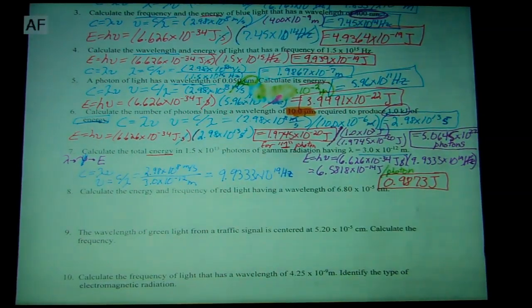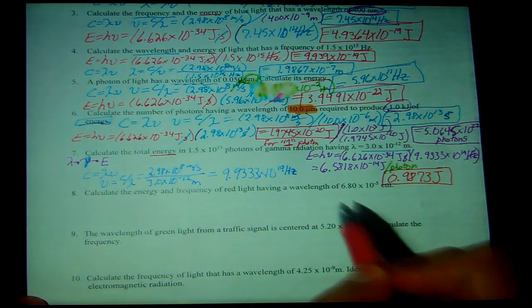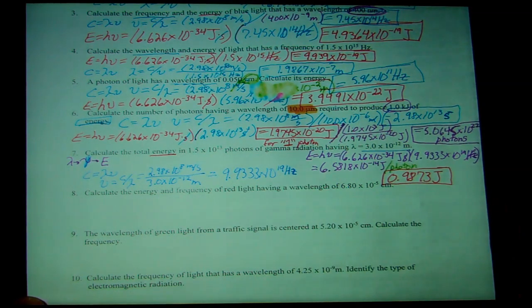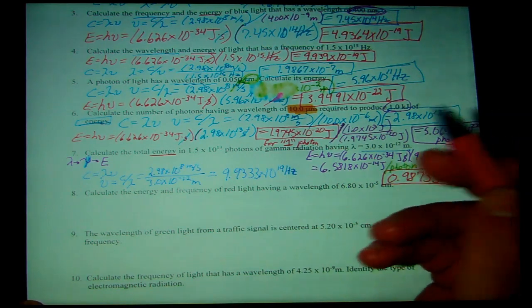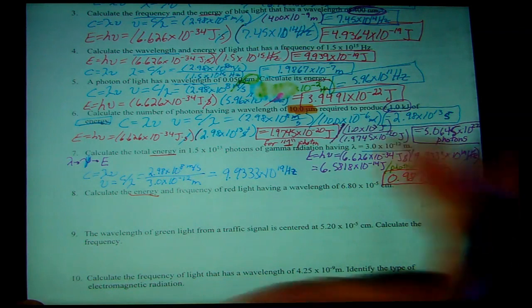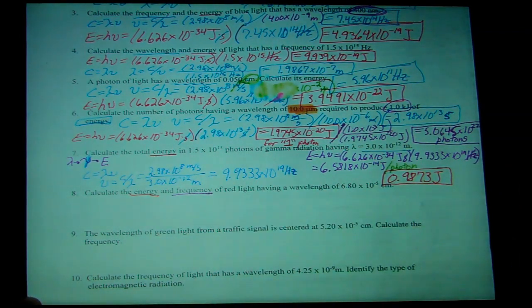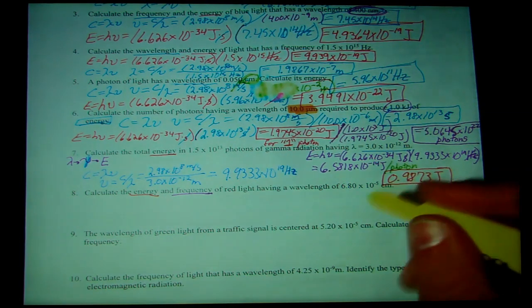Now let's move on to 8. Alright. Calculate the energy and frequency of red light having a wavelength of 6.80 times 10 to the negative 5 centimeters. So in this case, we're trying to find energy and we're trying to find frequency. This is set up to make things easy for you. We're just going to roll through. But a heads up, notice something here.